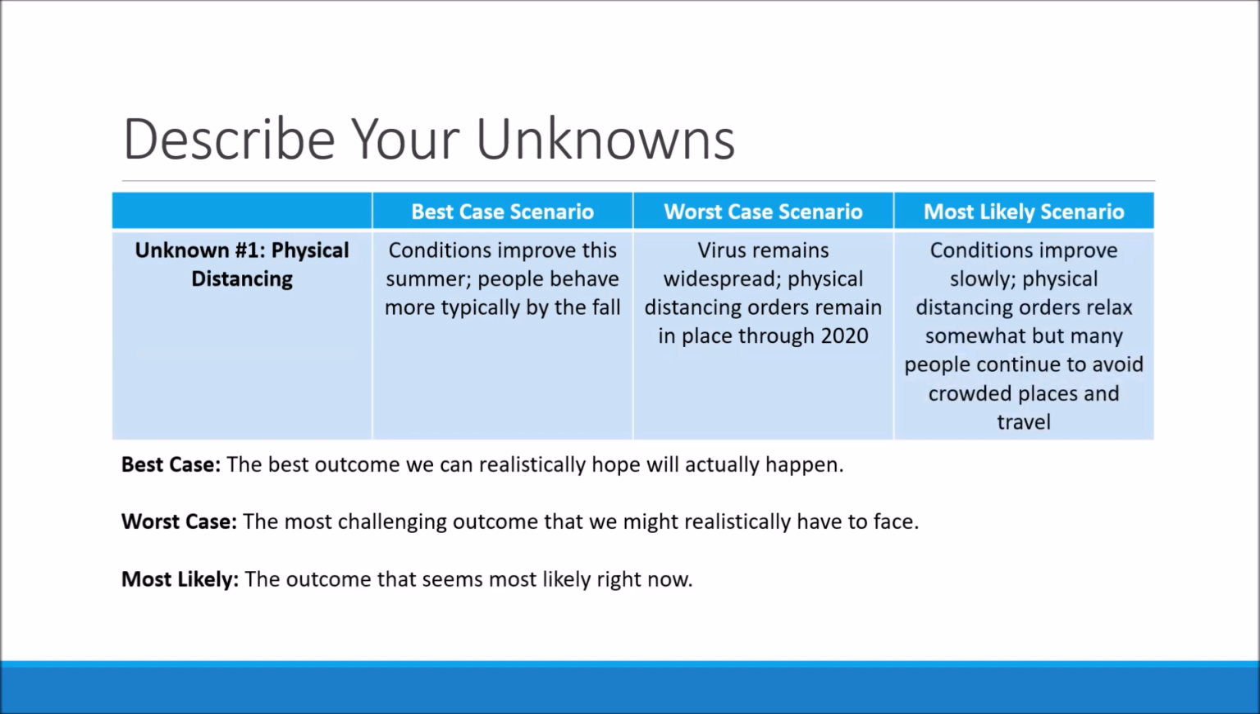And then, what's most likely to happen? Okay, so let's say that conditions continue to slowly improve. But physical distancing orders are relaxing. In spite of that, people choose to stay out of crowded places. They choose to avoid travel. That's the most likely that you might reach for.